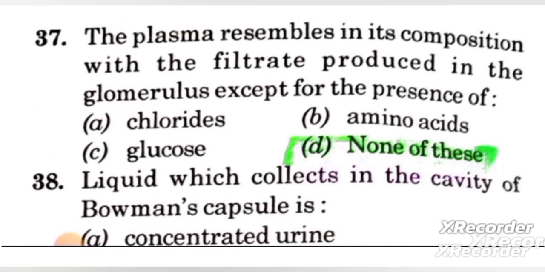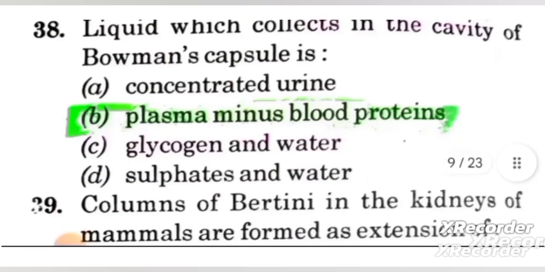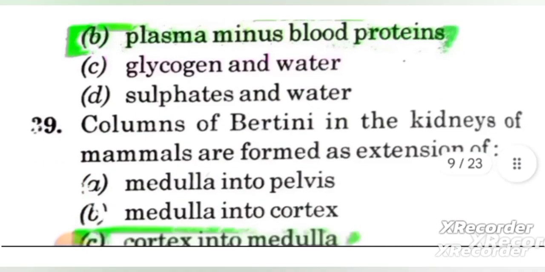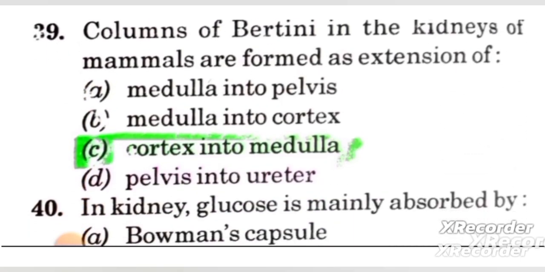Next 37. The plasma resembles in its composition with the filtrate produced in the glomerulus except for the presence of answer D. None of this. Next 38. Liquid which collects in the cavity of Bowman's capsule is answer B. Plasma minus blood proteins.